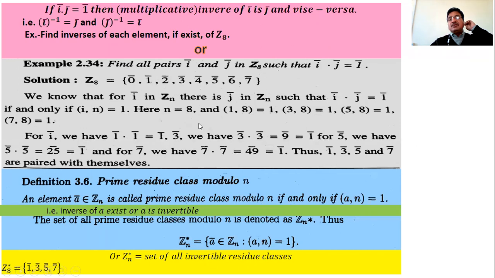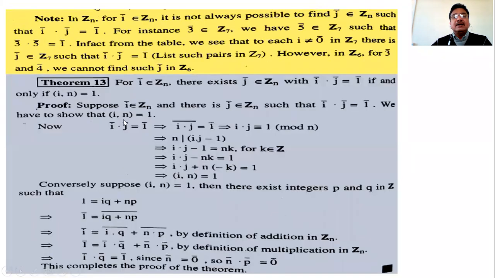Okay, so in this Z8 only these 4 elements, 1, 3, 5 and 7, have a multiplicative inverse. And what are they? The inverse of 1 bar is itself, 1 bar, the inverse of 3 bar is 3 bar, and so on. So the inverse of I bar in Zn exists if the greatest common divisor of I and N is 1. This is the theorem.